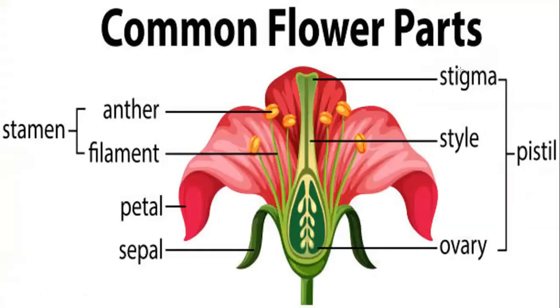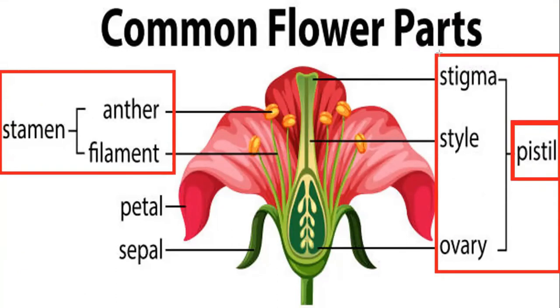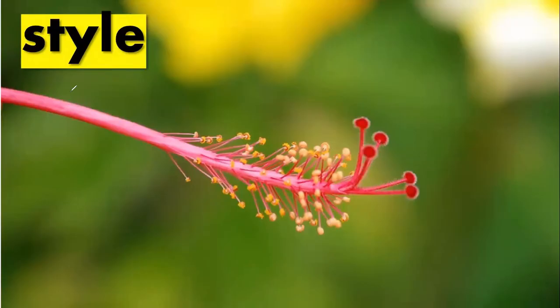Now let's move on to the female reproductive organ of the flower called the pistil. Can you say it? Pistil. All right. So again, for the male, we have the stamen, and for the female, we have the pistil. Now here are the different parts of the pistil. First, we have the ovary. The ovary contains ovules which develop into seeds upon fertilization. The ovary itself will mature into a fruit.